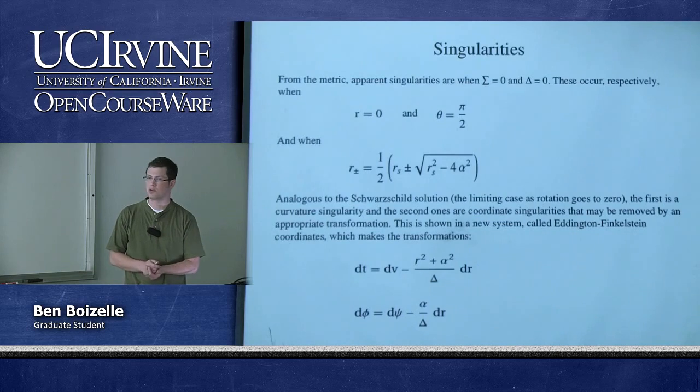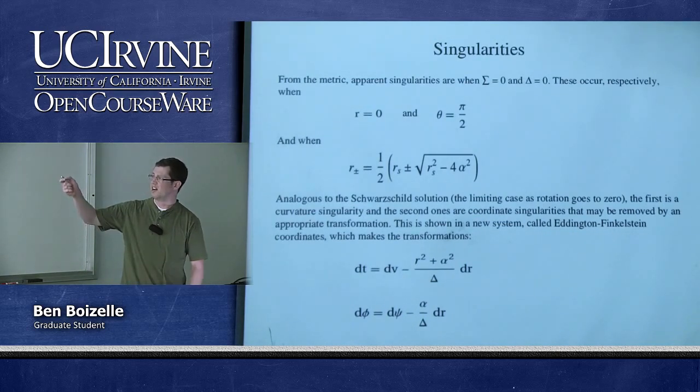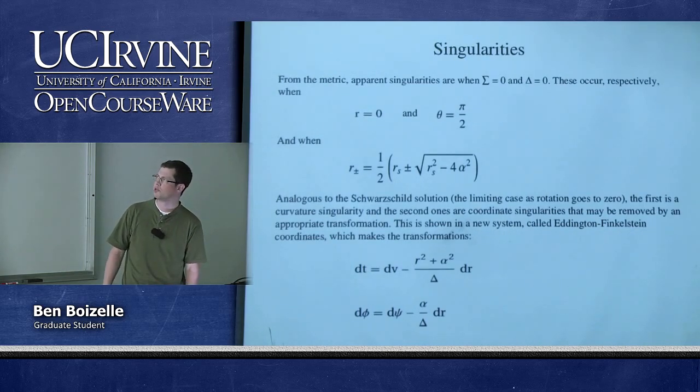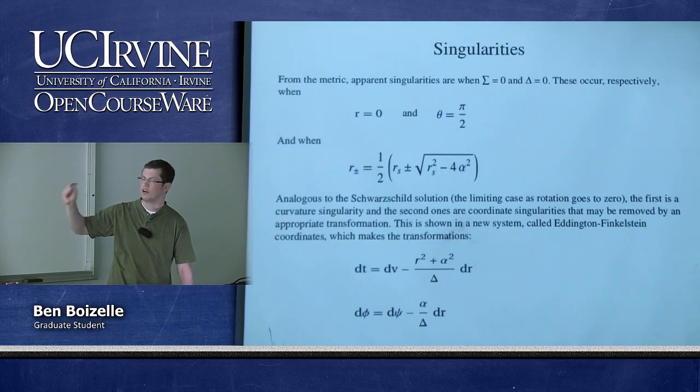You can see that from the sigma equation, you get a singularity if r is equal to 0 and theta equals pi over 2. In other words, if you're in the plane of rotation, the equatorial plane. And then for the delta equation, you get a plus or minus term, an inner and an outer horizon, they will be called, where you have the Schwarzschild solution and, of course, the rotation parameter alpha that are included.